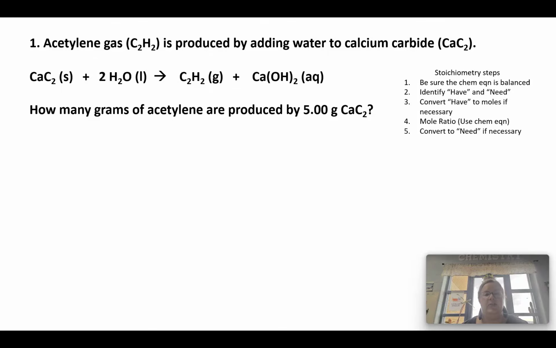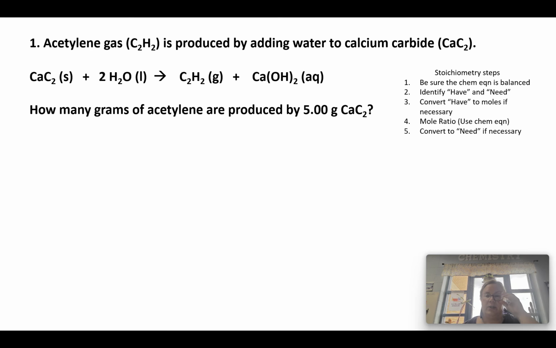One way this video would be great to use is if you try the problem first. Then hit pause, and hit play again after you've tried the problem, and you can see how I've worked it out. So let's get started. First off, you'll see on each slide I have the stoichiometry steps.